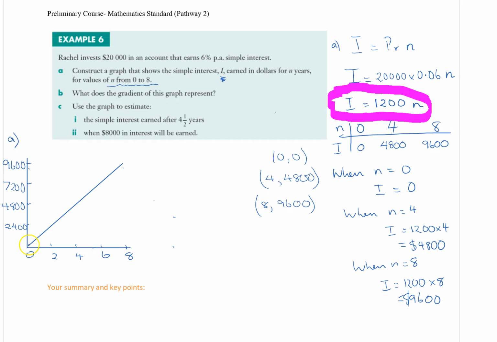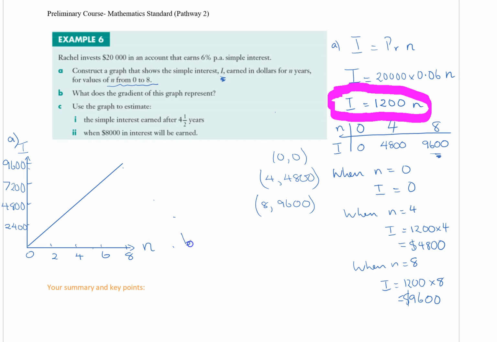Over here I've drawn my graph where this is my n value, just like I said, n replaces x, and this is my interest axis, and it's going up by 2,400, so I get to 9,600 as determined by this value here. And I draw my nice straight line. So I've constructed a graph.